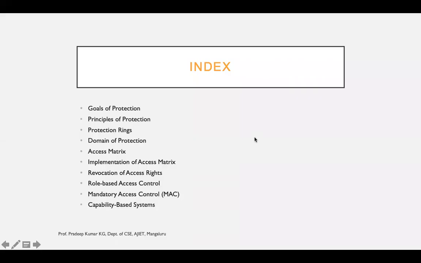We are going to cover these many topics: goals of protection, principles of protection, protection rings, domain of protection. Today we'll cover these four major topics out of this. After completing the domain, we'll have access matrix, revocation of access rights, role-based access control, and mandatory access control, then capability-based systems.